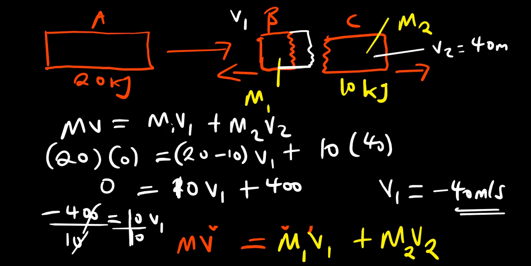Okay, now you're able to see, if you choose the direction of this one to be positive, when it goes to this side it's negative. That's why we have a negative answer like that. So that's how you're going to solve this question. Let's solve another example.